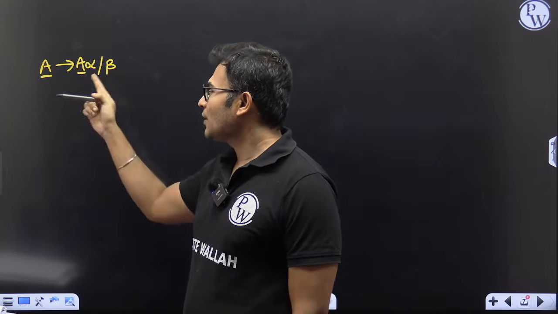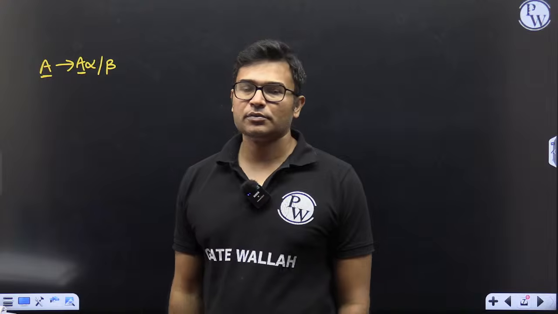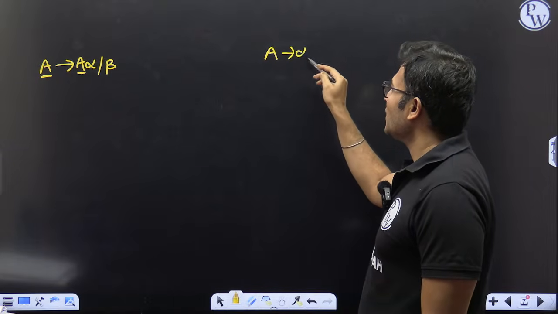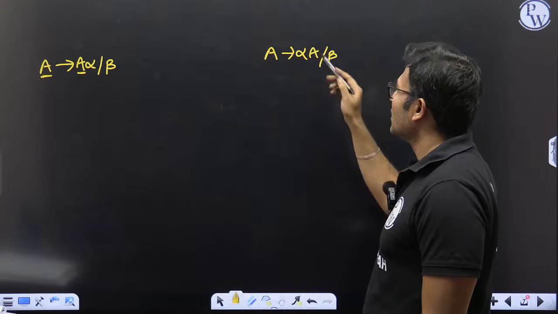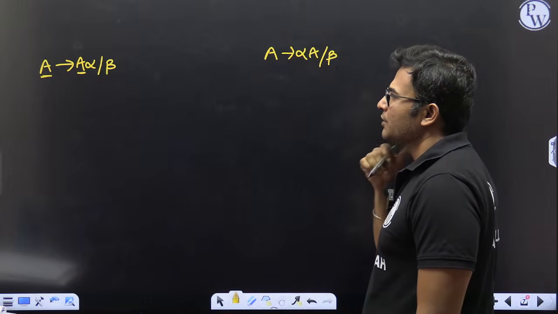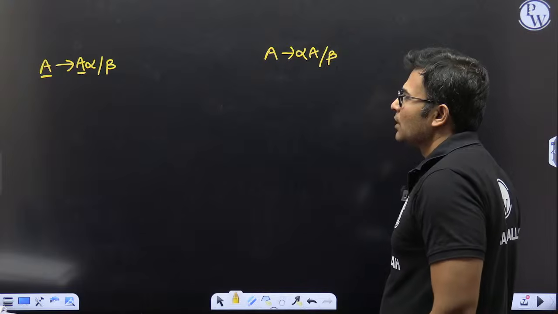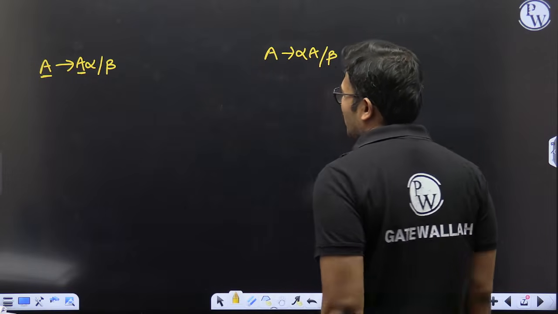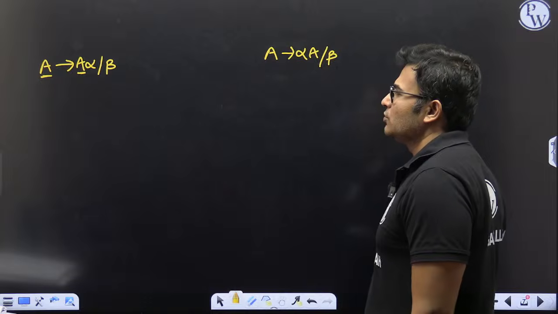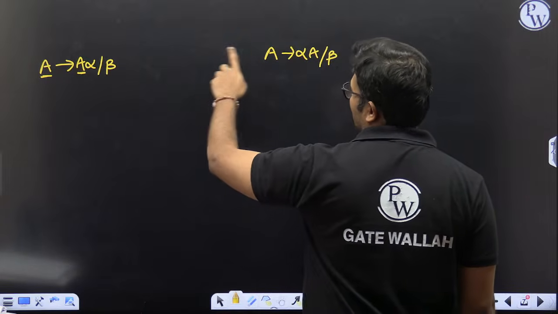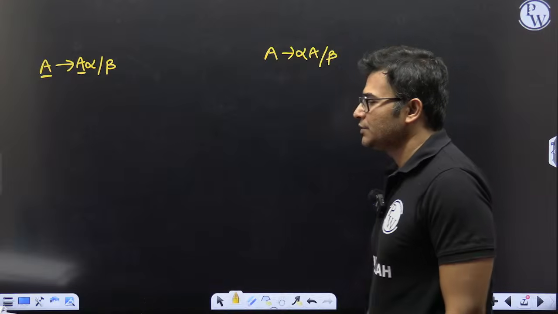Now how can I convert it into a right recursive grammar? So can I write like this: A derives alpha A or beta? Will it convert the language into a right recursive grammar? When you are saying that this is the right recursive grammar for this left recursive grammar, you have to see that the language generated by the left recursive grammar is equal to the language generated by the right recursive grammar.